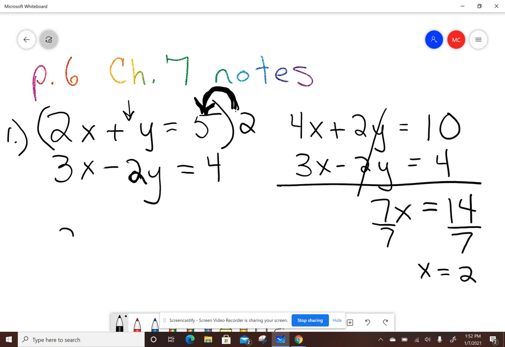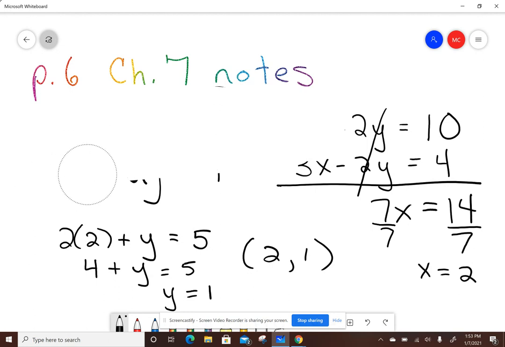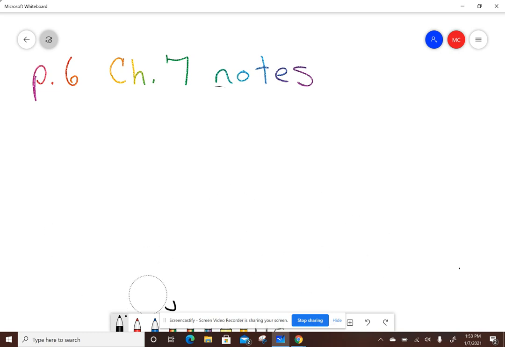Once I know x is 2, I go back to my original equation, either one, you can pick either one, and you plug in x for 2. So 4 plus y equals 5, y equals 1. So my ordered pair is 2, 1, which again, I plug back in, check into both equations mentally and make sure it works, and it does work. Okay, so this method is we are solving through elimination, but before we eliminate, we have to either multiply or divide one or both equations, okay?